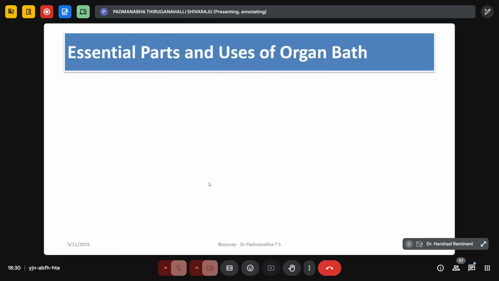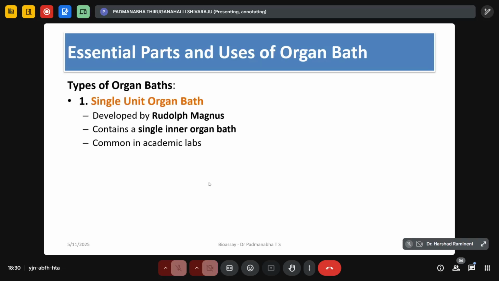So Rudolf Magnus made a great contribution to bioassay. So what are the essential parts and uses of the individual organ bath? There we know the types of organ baths. As we saw in the earlier picture, we have a single unit organ bath, which was developed by Rudolf Magnus. Inside it a single tissue can be mounted and checked for the response. It is commonly used in academic labs.